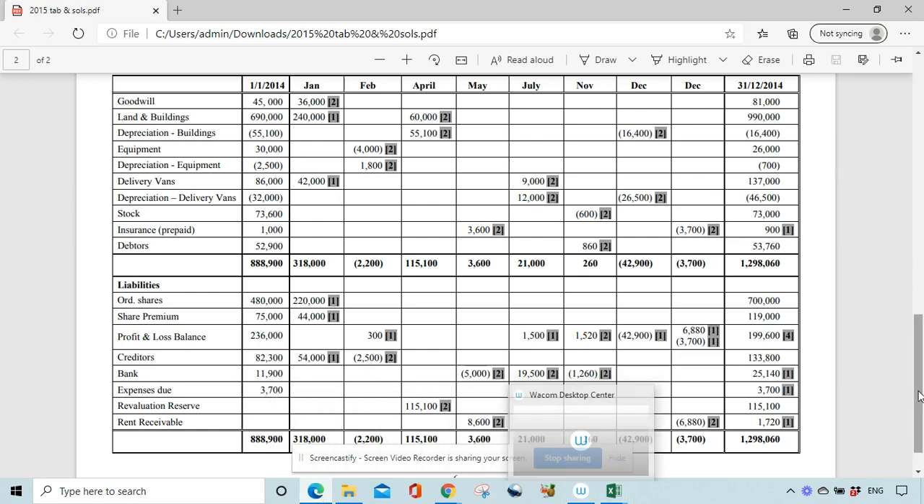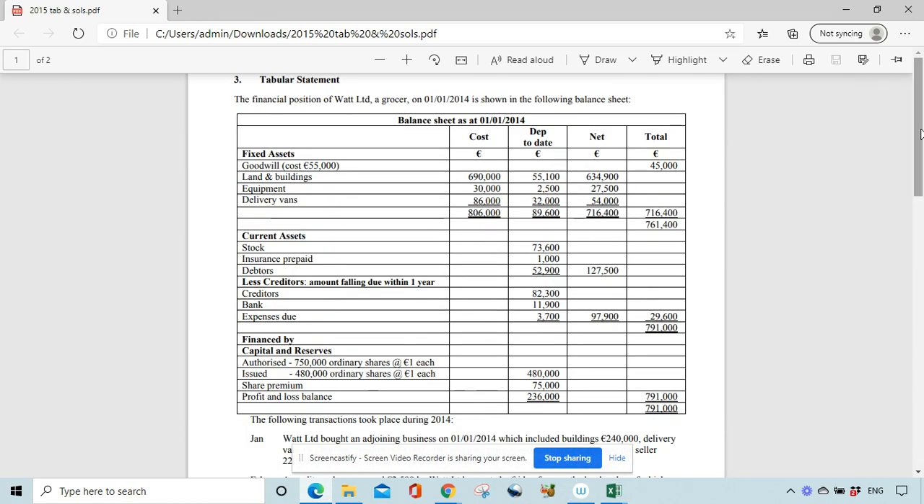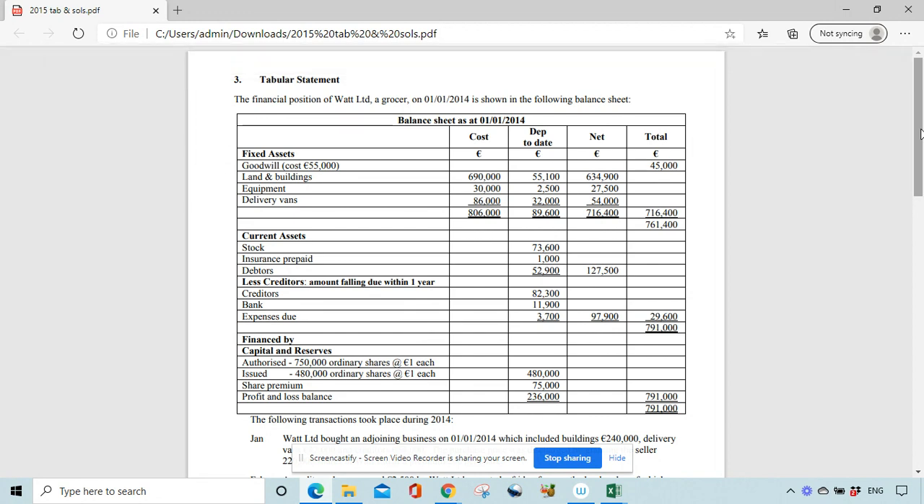Hi guys, I'm going to go over the 2015 tab statement. It's on the screen at the moment and I'm going to go through that start to finish. Give me 2 seconds. So you can see the question on the screen.